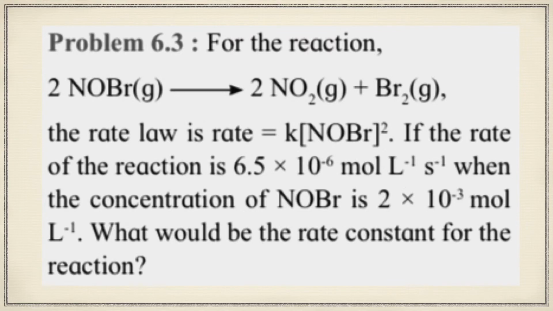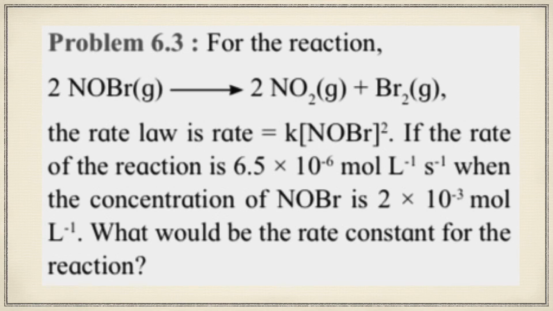Next, problem number 3. This is a simple one. For the reaction 2NOBr giving 2NO2 plus Br2, the rate law is rate is equal to K into concentration of NOBr raised to 2. If the rate of the reaction is 6.5 into 10 raised to minus 6 mole liter inverse second inverse when the concentration of NOBr is 2 into 10 raised to minus 3 mole per liter, what would be the rate constant for the reaction?